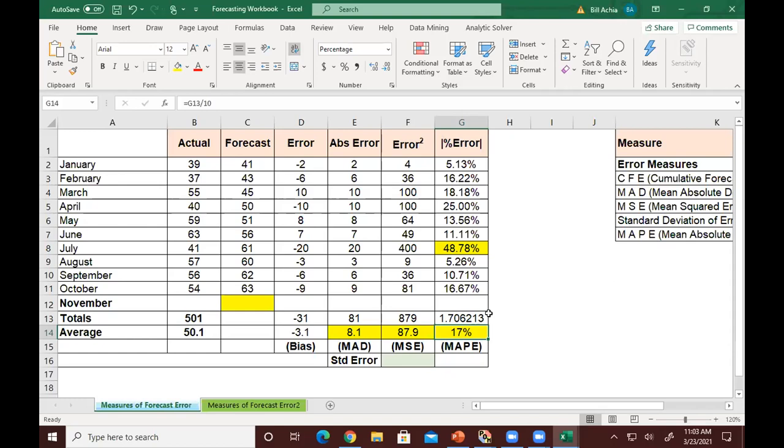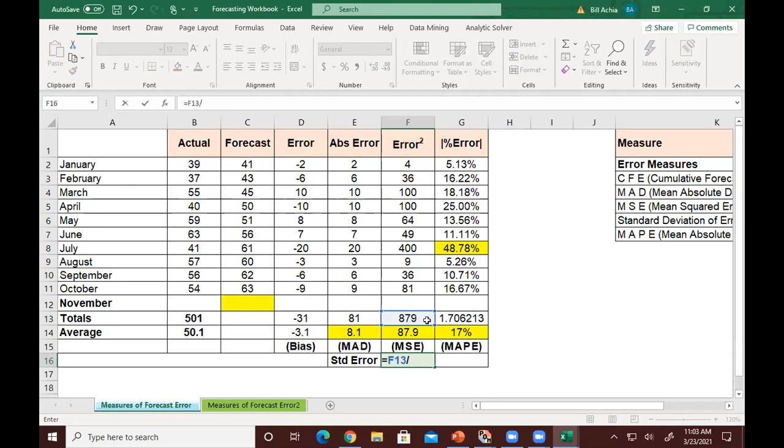Another measure of forecast error is the standard error. I don't really care too much for this, but it exists, so you might want to know how to calculate it. The standard error relies on the value of the total squared error. You divide this total amount of 879 by the number of time periods you have here minus 1, and then you take the square root.